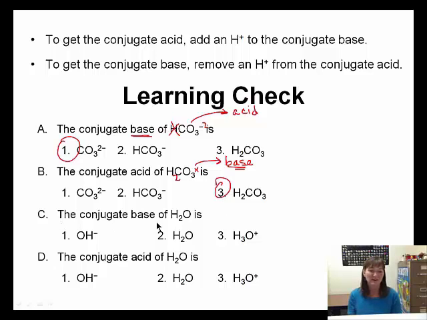C wants you to write the conjugate base of water. If I want the conjugate base, then the water must be acting as an acid. It's going to lose its H+ and leave us with 1, the hydroxide ion. If I want the conjugate acid of water, then water is going to be acting as a base, which means it's going to accept a hydrogen ion, and it's going to end up looking like hydronium.